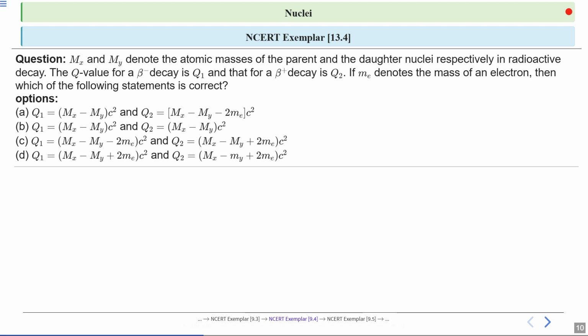For option A, Q1 is (mx minus my) c square and Q2 equals (mx minus my minus 2me) c square. Option B: Q1 equals (mx minus my) c square and Q2 equals (mx minus my) c square. Option C: Q1 equals (mx minus my minus 2me) c square and Q2 equals (mx minus my plus 2me) c square. And option D is Q1 equals (mx minus my plus 2me) c square and Q2 equals (mx minus my plus 2me) c square.